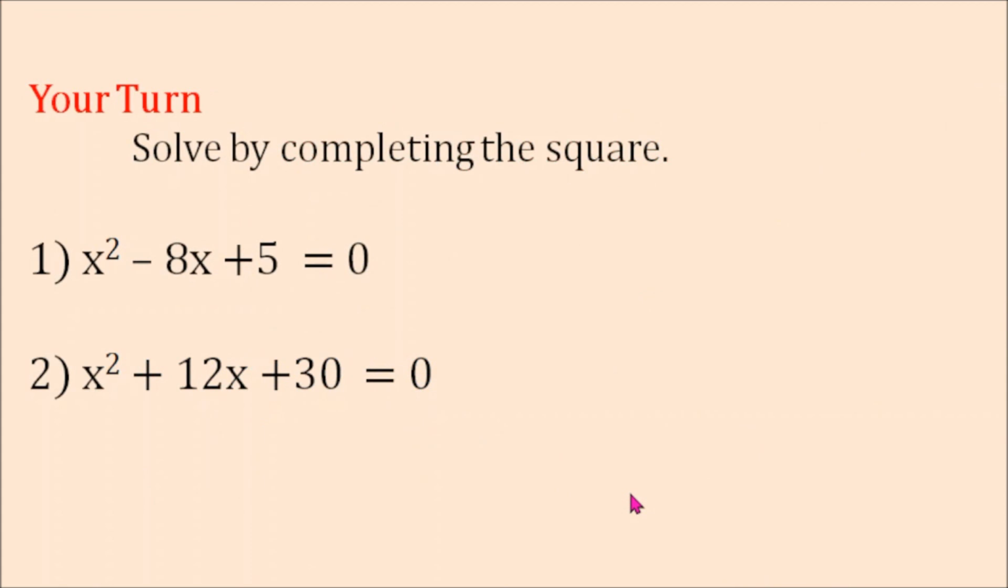Now your turn. Solve these two equations by completing the square. So number 1, x squared minus 8x plus 5 equals 0. And number 2, x squared plus 12x plus 30 equals 0. You can pause the video and take your time solving these two equations. If you are done, I can now show you the answer.